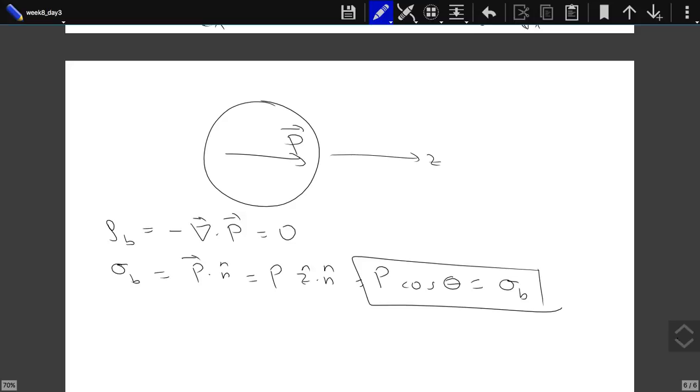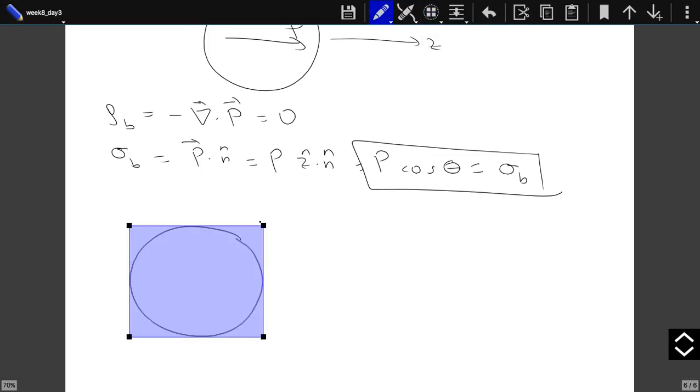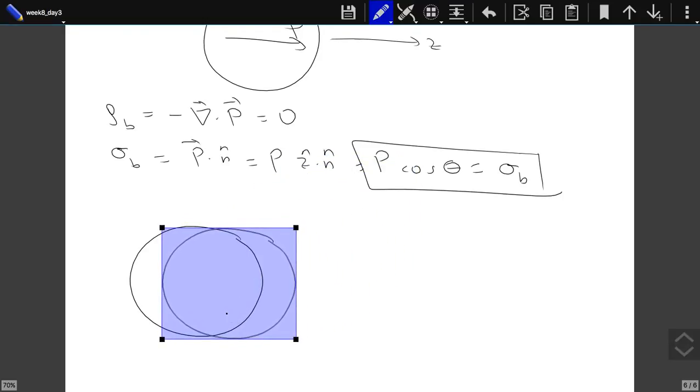Now let's look at a different problem, which eventually we will connect with this one. You have one sphere. You make a copy of it. They overlap. And one of the spheres has a volume charge density rho. The other one has a volume charge density minus rho. This is the center of one. This is the center of the other one.